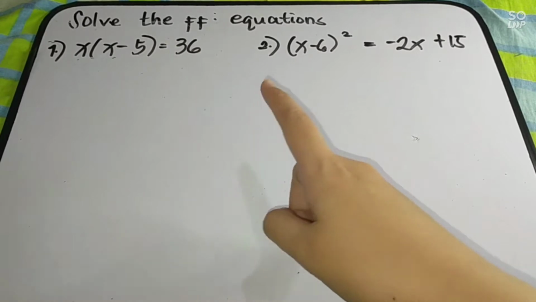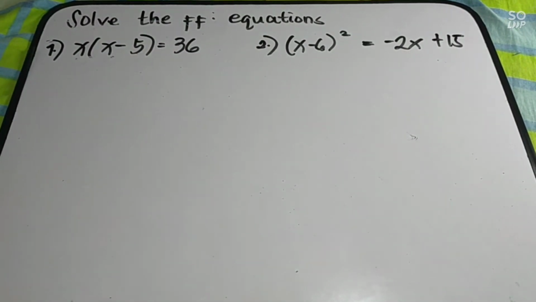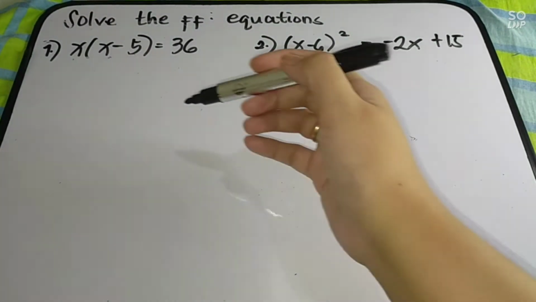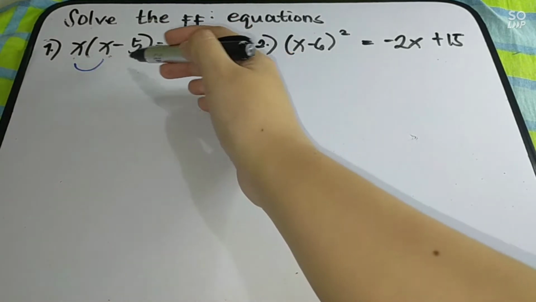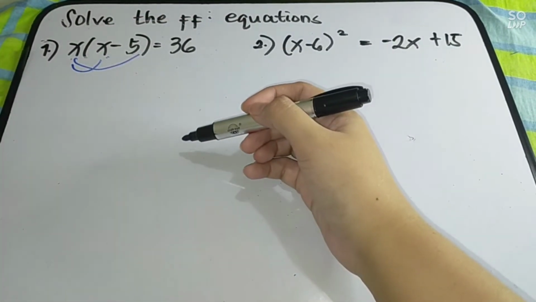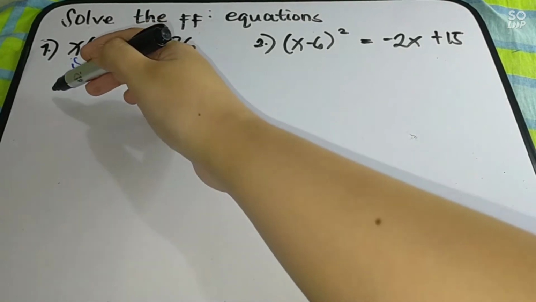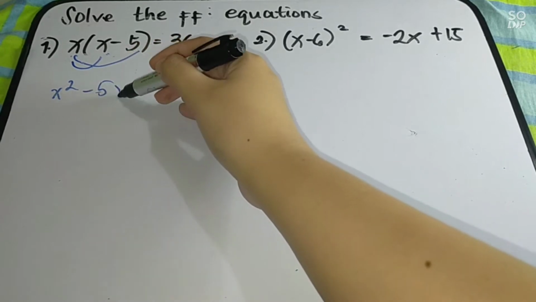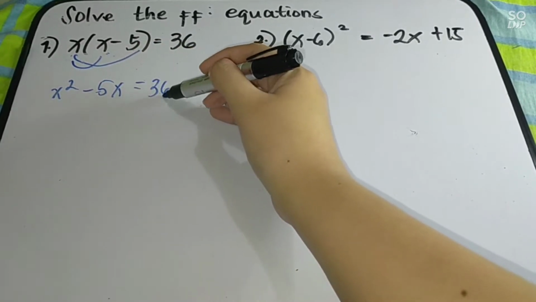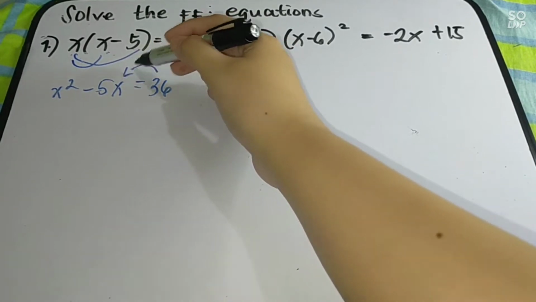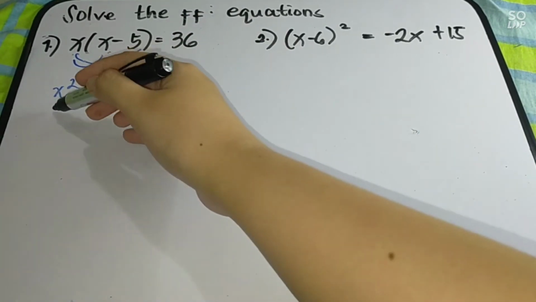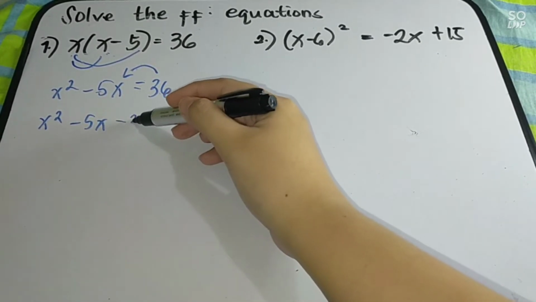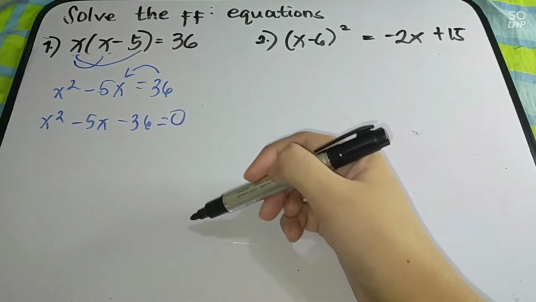We have here x times x minus 5 is equal to 36. So, we are going to simplify our equation into standard form. How? We are going to distribute x to x minus 5. So, monomial to binomial, distributive property. So, x times x, the answer here is x squared. Next, x times negative 5, the answer here is negative 5x. Then, it is equal to 36. Then, 36, we transpose to the other side, so positive becomes negative. So, you have your x squared minus 5x, then minus 36 is equal to 0.